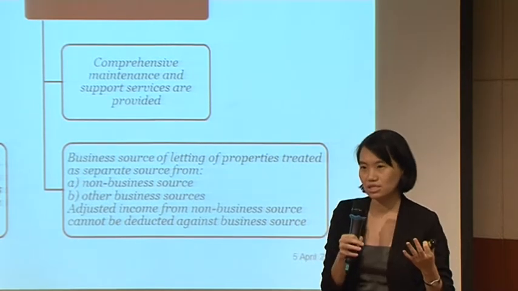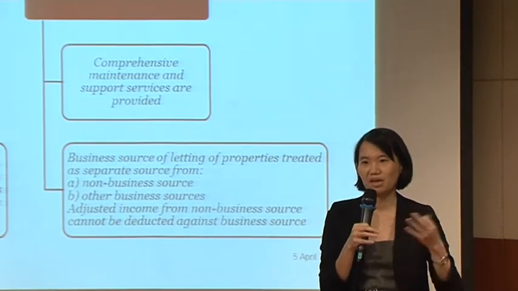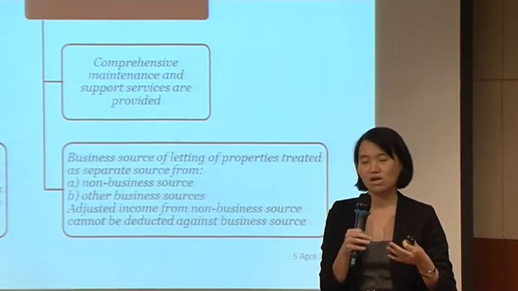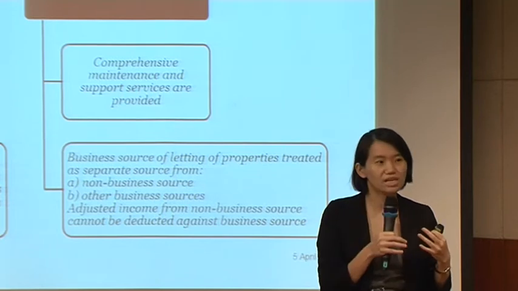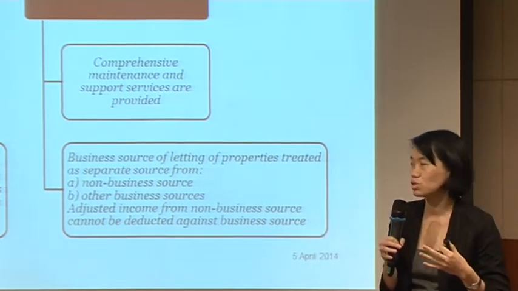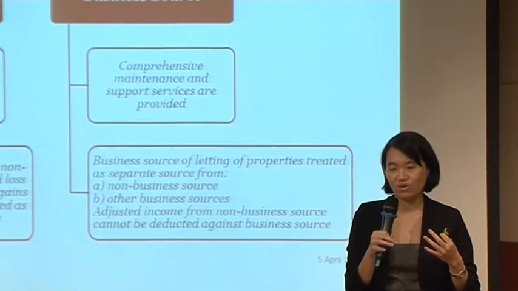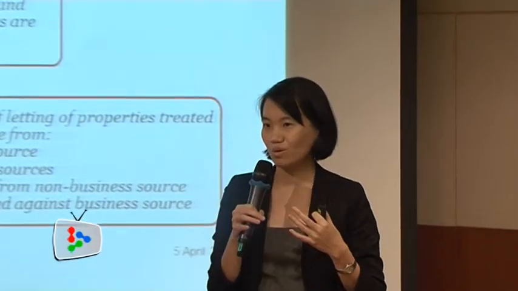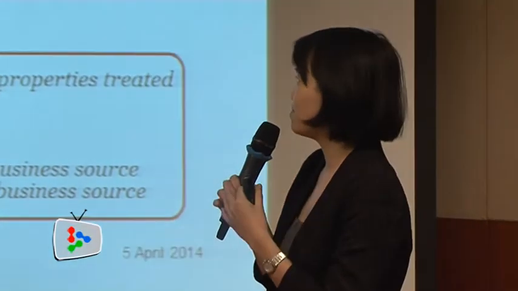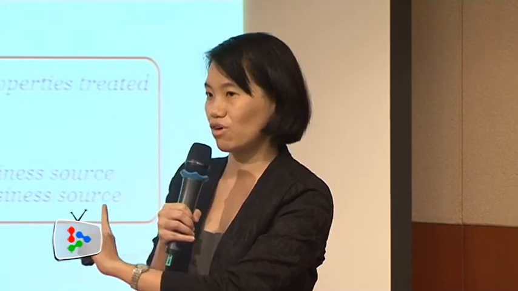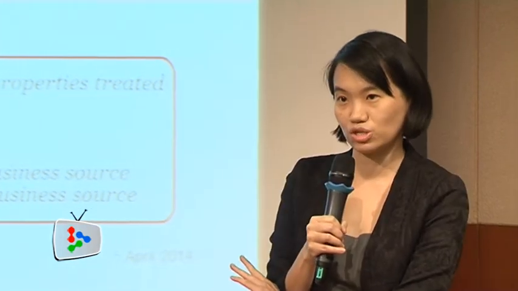If you're not providing this on a comprehensive basis, and you basically just pay certain maintenance fees, that is not comprehensive enough and it's treated as a passive source of income. So that's why we classify it as non-business source. Now the good thing is that previously, before this public ruling came out, to be classified as business source income you had to own certain types of properties, like having 4 properties. Under this public ruling, they make it very clear that so long as you provide comprehensive maintenance and support services, regardless of how many properties you own, you can treat it as business source income.